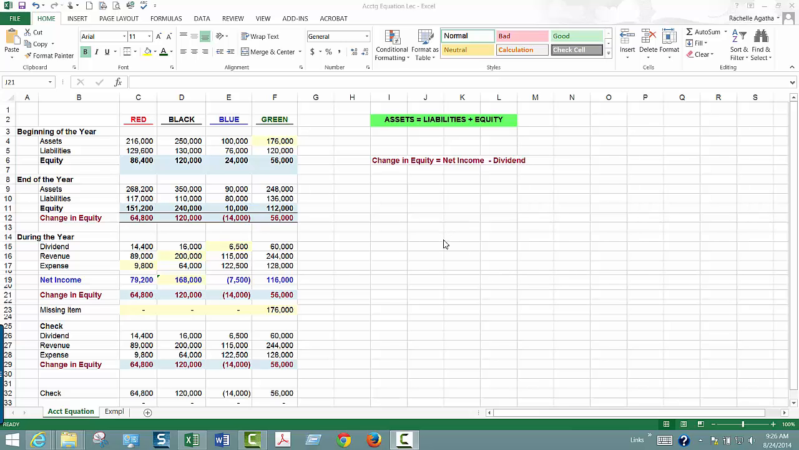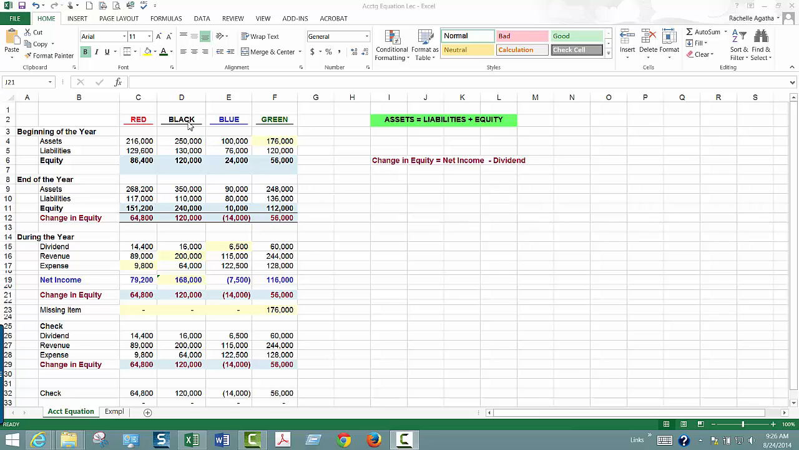So once again, the accounting equation is assets equals liabilities plus equity, and you know that the normal balance of an asset is a debit, the normal balance of a liability is a credit, and the normal overall balance of equity is a credit. So let's go over a couple of things. The change in equity in this beginning phase of accounting is net income less dividends, given. Later in life it'll become more than that, but this is the basics.